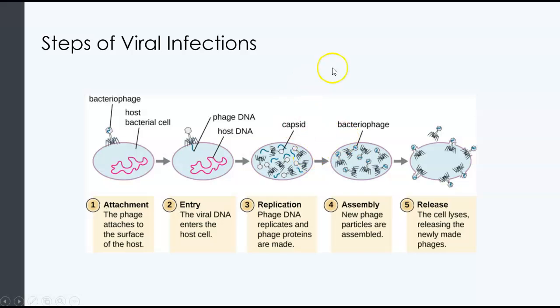This is the steps of viral infections. The steps are attachment, entry or penetration, replication, assembly, and release. And we're going to go over these steps in the next recording. But what you can see is this is a bacterial cell, and this is the bacteriophage that has attached to it. And the bacteriophage has nucleic acid in blue. And you can see that it attaches based on receptors in the virus and the plasma membrane of the bacterium. So that's how it attaches, is that the receptors match.